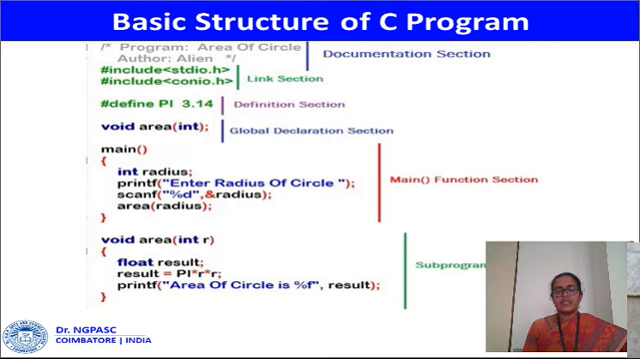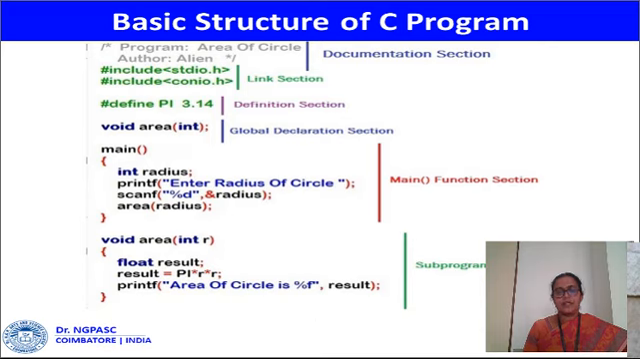And then in the global declaration section, we have declared a function called area. And then in the main function, we have written the statements. We have declared what variables are required for that main program and what statements need to be executed, which are included in the main function. And then void area is defined under the subprogram section, and this void area is going to have the calculation of the area of the circle.